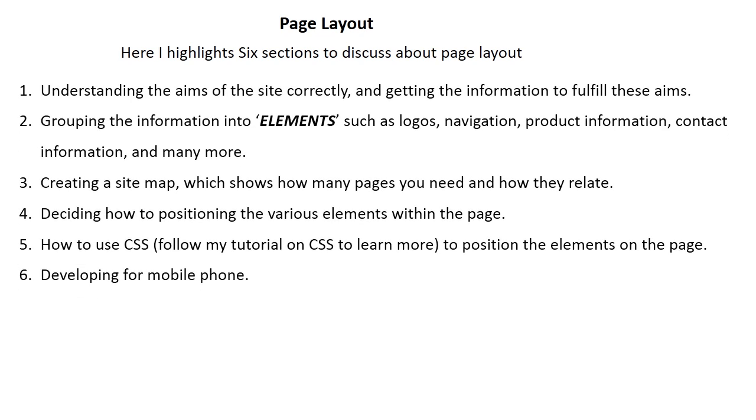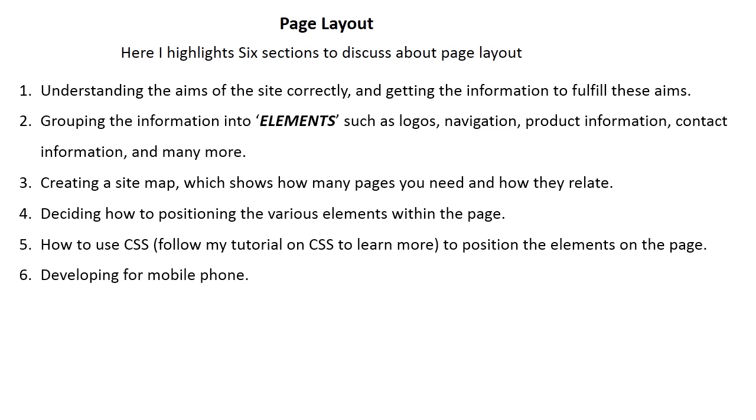One is understanding the aims of the site correctly and getting the information to fulfill these aims. So you have to understand it correctly in order not to make mistakes and keep removing some and adding some. The next one I want to discuss is grouping the information into elements such as logos, navigation, product information, contact information, and so on. So this is how you group them after getting the site aims correct.